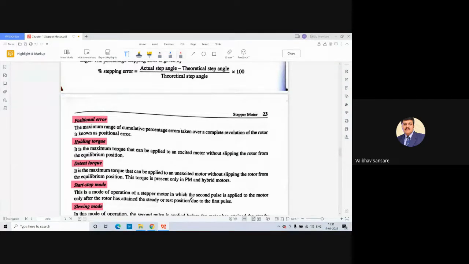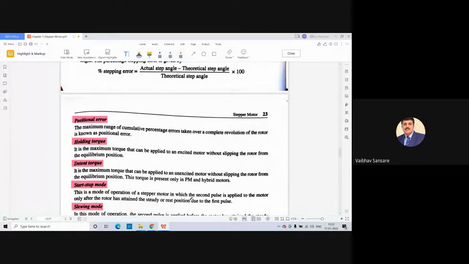Stepping error is the difference between the actual step angle and the calculated or theoretical step angle. Now what is positional error? It is the maximum range of cumulative percentage stepping error which takes place over a complete revolution of a rotor. That error is generally termed as the positional error. That means after one complete revolution of a rotor, whatever total error takes place in the stepping angle, that particular error is generally termed as the positional error.